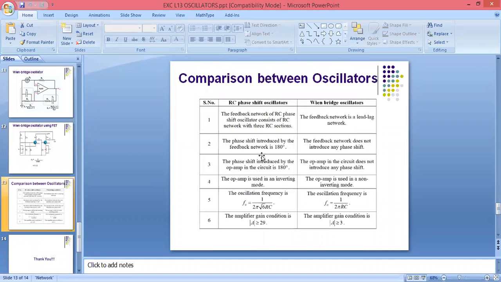Then we have seen the differences between the RC phase shift oscillator and the Wien bridge oscillator. You will get output frequency of Wien bridge as RC network, 1 upon 2 pi RC. And here the frequency in the RC phase shift oscillator is 1 upon 2 pi square root of 6 RC. We are using here op-amp as inverting. Here we are using op-amp as a non-inverting. These are some differences in the oscillator.